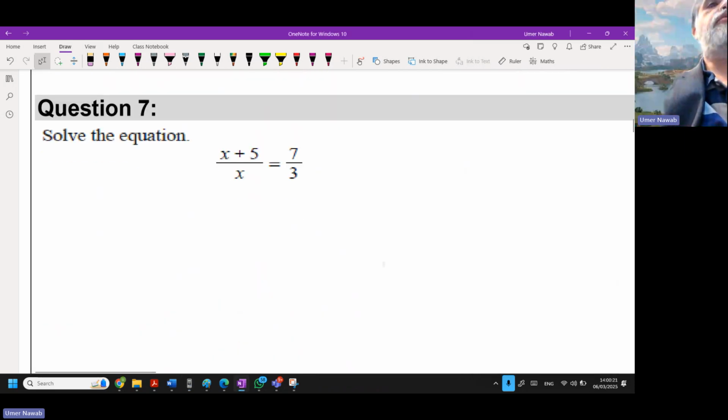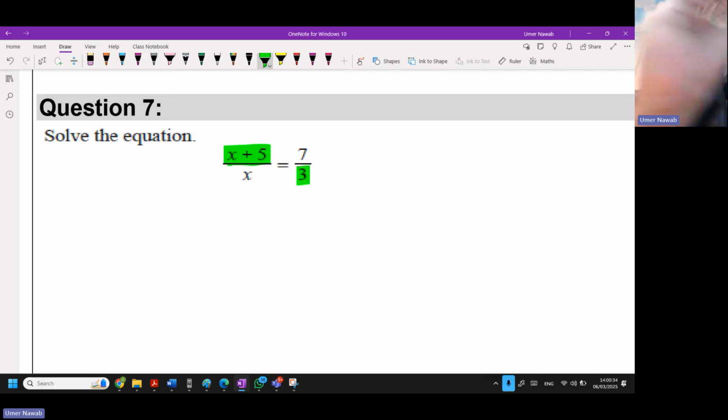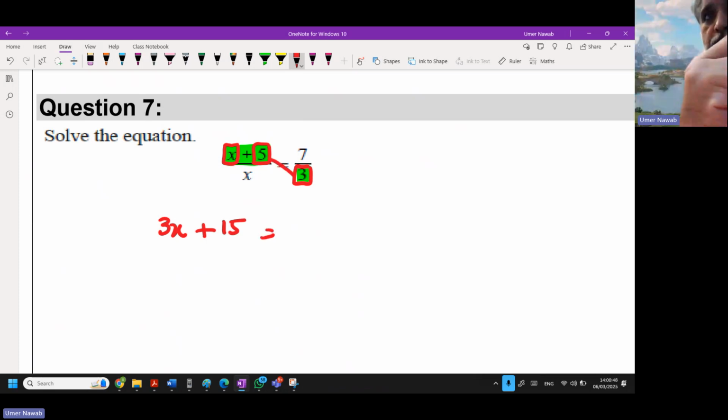Now, guys, I'm going to move to question number 7. Straightforwardly seen that this is a cross multiplication case. As you can see that I have x plus 5 and 3 should be multiplied with it. So let's do it, guys. The x multiplied with the 3 gives you 3x. Now, 5 multiplied with the 3 gives you plus 15. So I'm done with this cross multiplication.